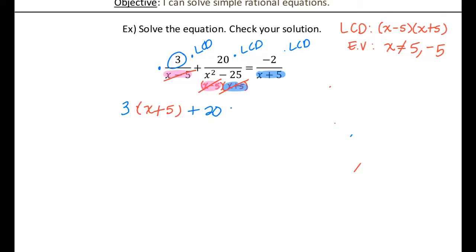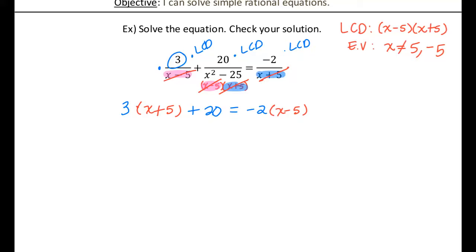And that's going to equal the other side. I have a negative 2 in the numerator times whatever's not in the denominator in the LCD. So the x plus 5 in the denominator is going to cancel with this x plus 5, so I'm just left with x minus 5. Okay.